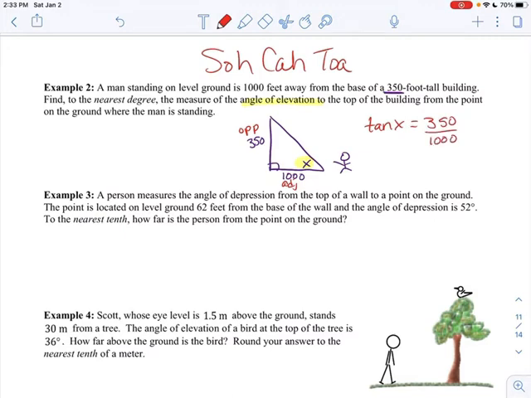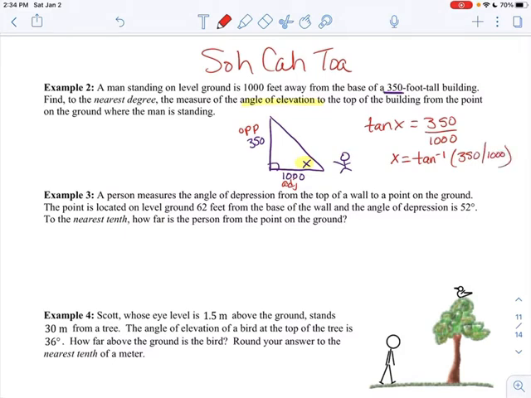Now, I don't know what the angle is. Whenever I don't know the angle, I have to get rid of that tangent. The way I get rid of that tangent is I do the inverse. So it's second tan, so I get tan negative 1 of 350 divided by 1,000.